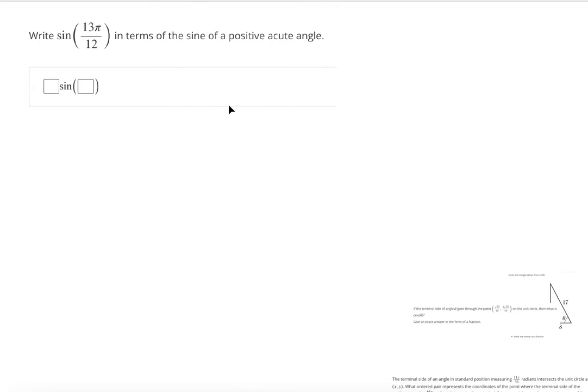But when they say write sine of 13 pi over 12 in terms of sine of a positive acute angle, you can graph where 13 pi over 12 lands. So 13 pi over 12, that's a little bit more than 1 pi, right? So that's in the third quadrant, probably more acute of a reference angle than that. That means sine is going to be negative here, okay? Sine is going to be negative. So what we could do is say that the reference angle is pi over 12.